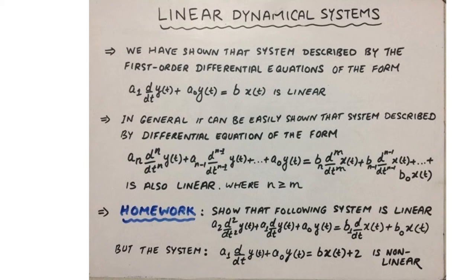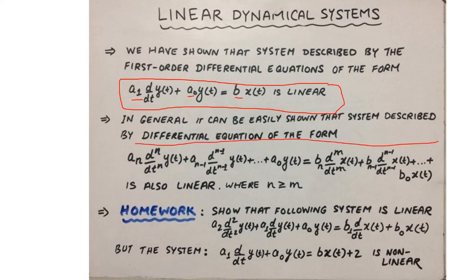We saw that a system described by a first order differential equation was linear. The system, which was actually an RC series circuit, had this form. It was a first order differential equation where a1 was the time constant and the remaining coefficients were just unity. In general, it can be shown that an nth order differential equation of the form shown here also represents a linear system.